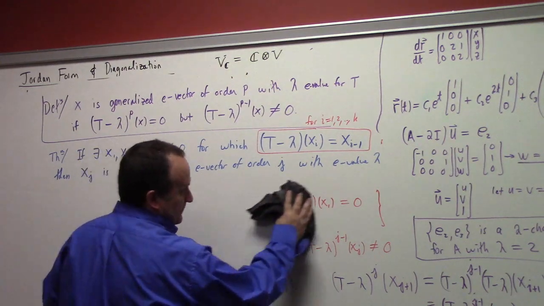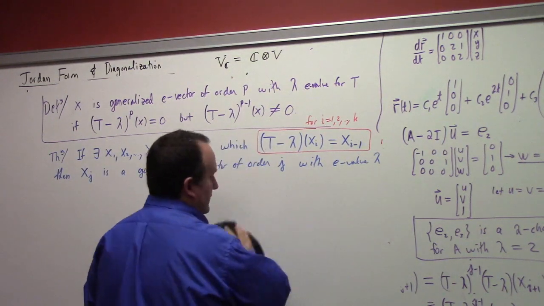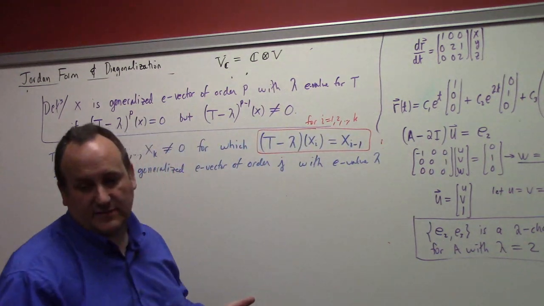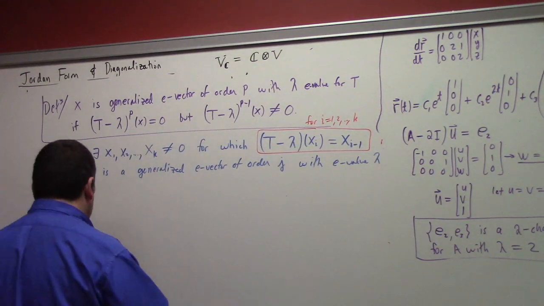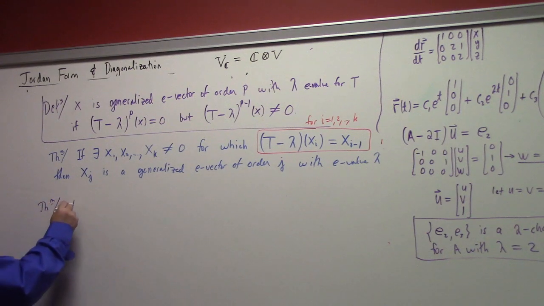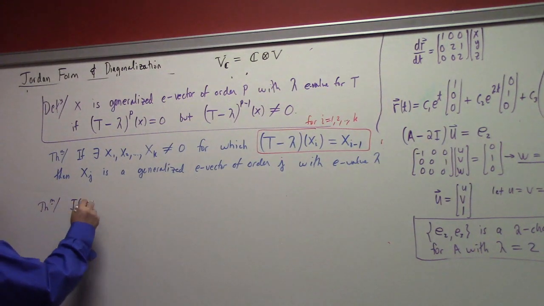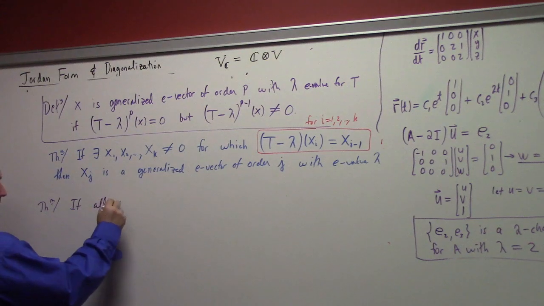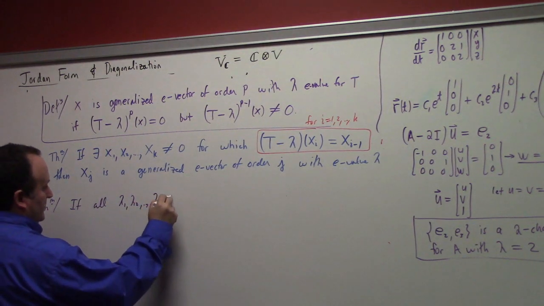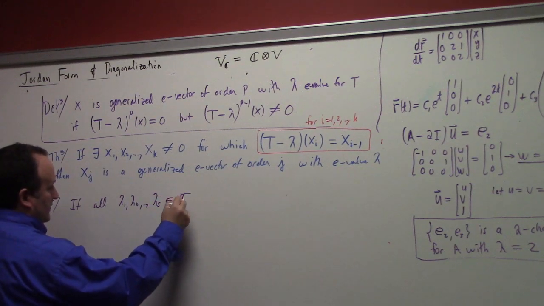The theorem is this. You can always find a generalized eigenbasis for a transformation. Let me say this again. So, theorem: if all lambda 1, lambda 2, ..., lambda s are elements of your field.